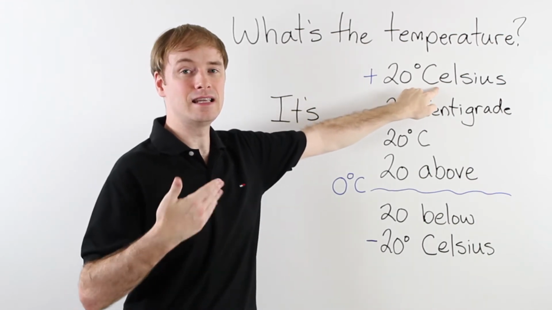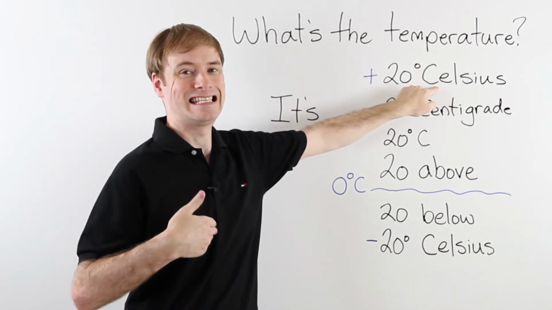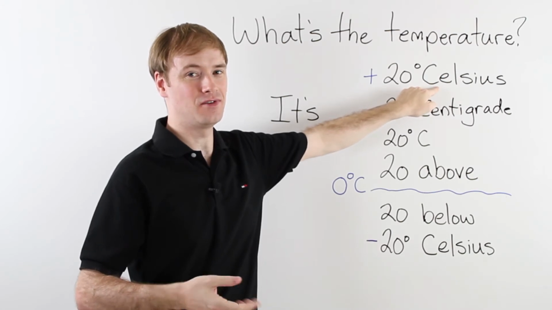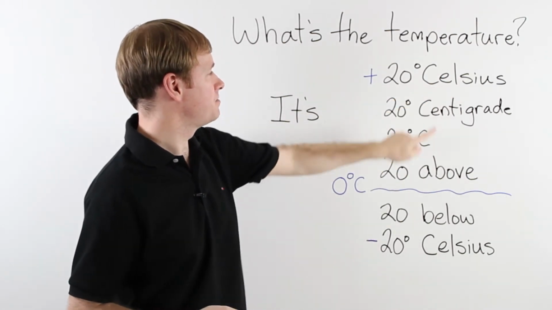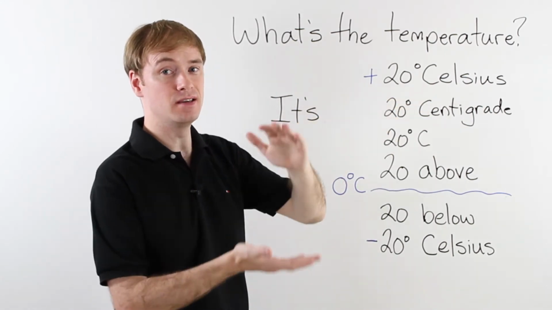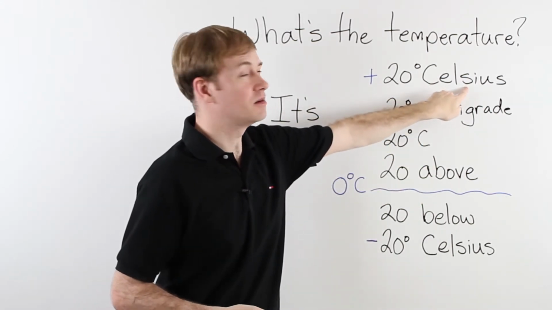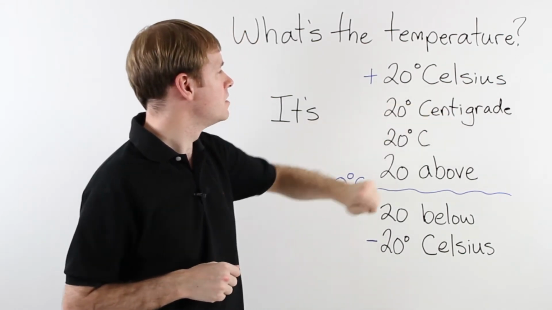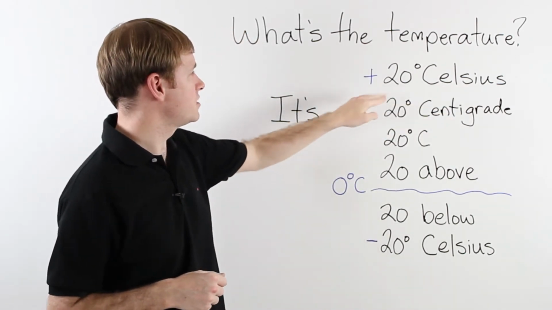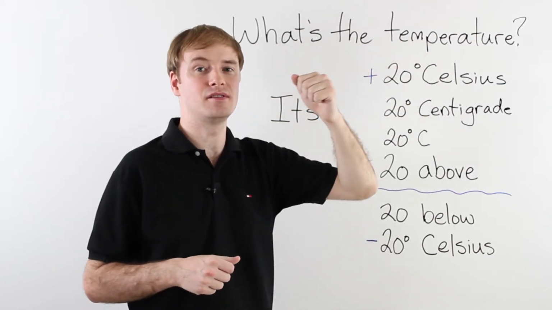Celsius. Celsius. Okay, it's very difficult to say. Celsius is spelled with a capital C, a big C. Be careful here. Many people write a C. This is an S, okay? So what's the temperature? It's plus 20 degrees Celsius.